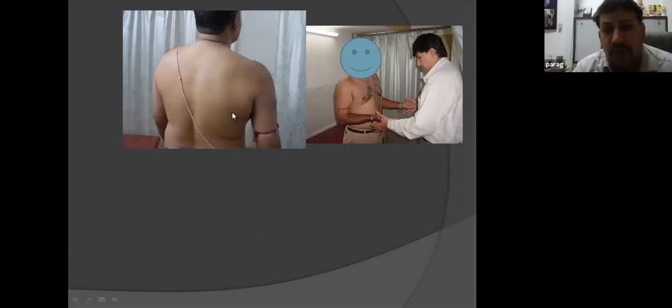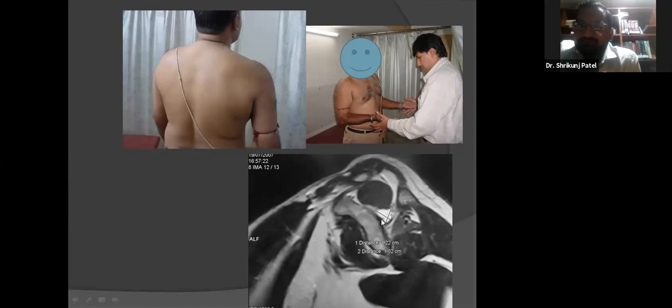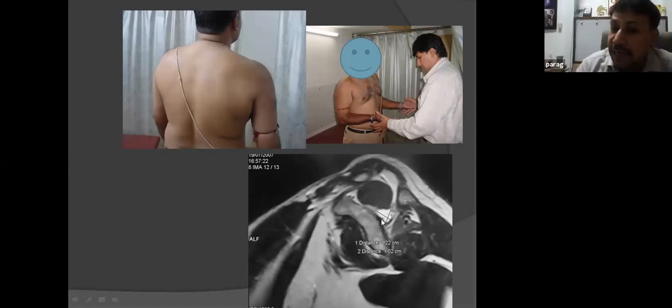This was also the same picture in inspection. Isolated infraspinatus weakness and wasting, loss of external rotation. And this is his MRI. You know what is this? This is a cyst. This is called a spinoglenoid cyst. It usually occurs with a posterior labral tear, and the fluid from the joint comes out and compresses over the suprascapular nerve just before it supplies the infraspinatus.